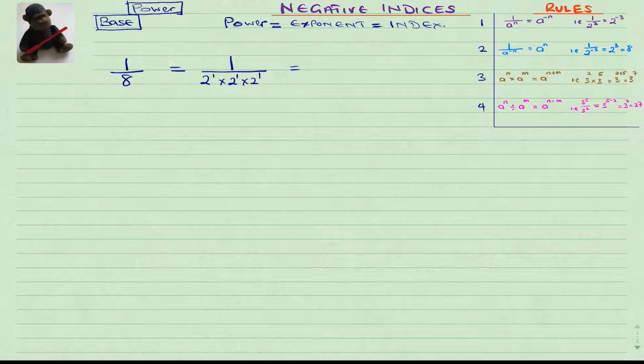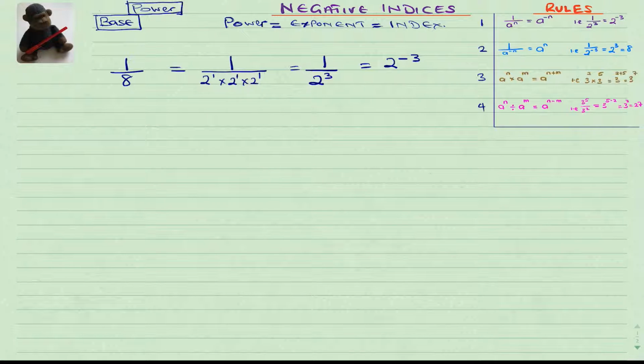So what we now need to do is to apply rule number 3 to the denominator, and that will become 1 over 2 to the power of 3, because we're adding the power when we're multiplying the same base. And that will become, apply now rule number 1, which is 2 to the power of minus 3.